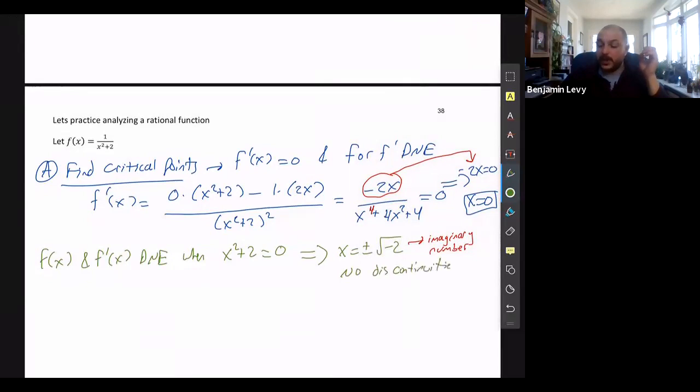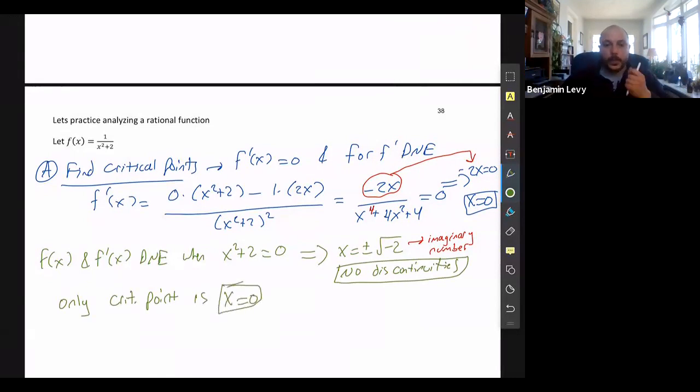So pointing out that even in rational functions with denominators, there might not be discontinuities. So we don't get any discontinuities, and we just conclude that our only critical point is x equals 0. And so this kind of annoying looking function that's a fraction only has one critical point. Thoughts about that work at all? Does this seem okay?